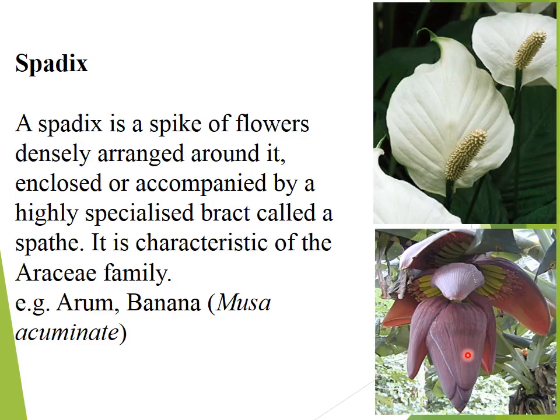Examples are arum and banana, Musa acuminata. Now this purple sheet is known as spathe and it covers the whole inflorescence. And when the fruit forms, this spathe will fall off from the main axis.